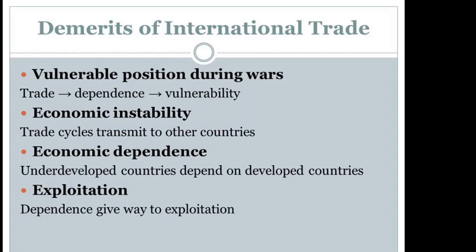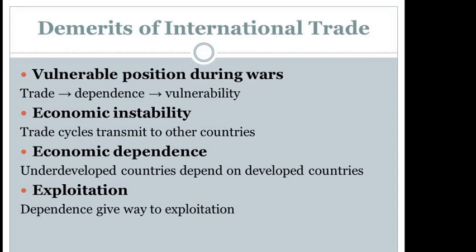Also, a country having monopoly of some essential commodity for which there is no close substitute can easily exploit others. If a particular country is the sole provider or sole supplier of a particular good, then they can easily exploit the other countries which are importing that particular commodity.